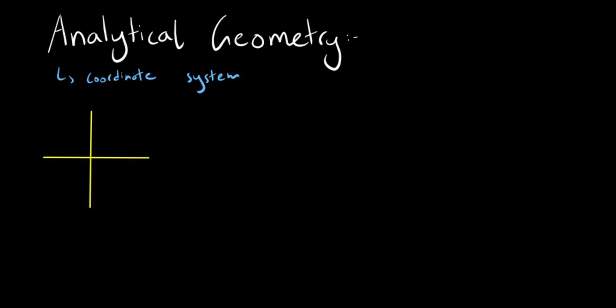Coordinate system is the xy axis जिस पे हमारे पास different units represent होते हैं on the x axis and different on the y axis. So इससे होता है if you want to represent any point या any line, so it's just going to be a set of points on the coordinate plane.